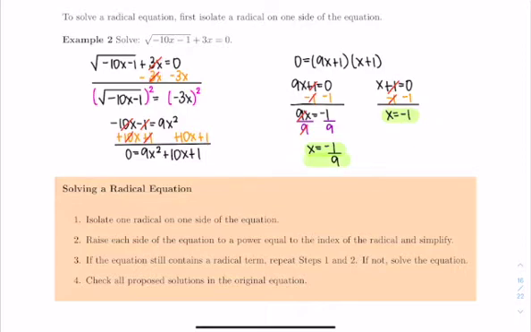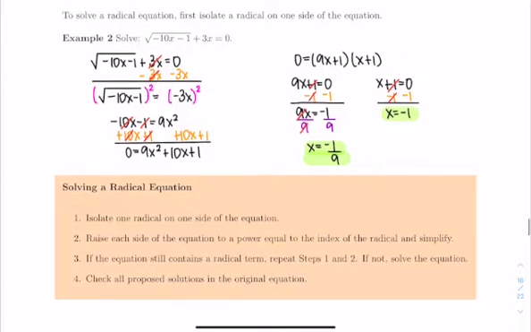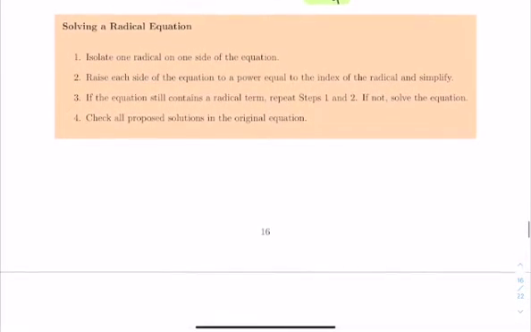So to solve a radical equation, the first thing you want to do is isolate one radical on one side of the equation. You'll raise each side of the equation to a power equal to the index of the radical and simplify. If the equation still contains a radical term, you're going to repeat steps 1 and 2. If not, solve the equation, and then check all proposed solutions in the original equation.